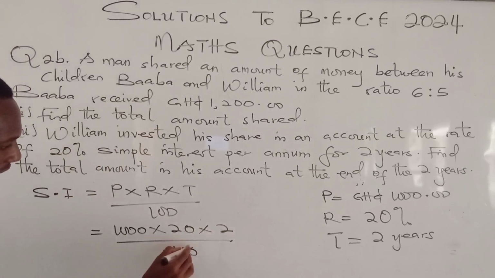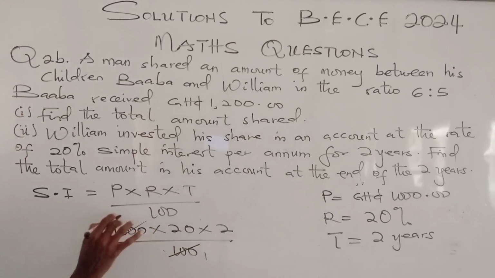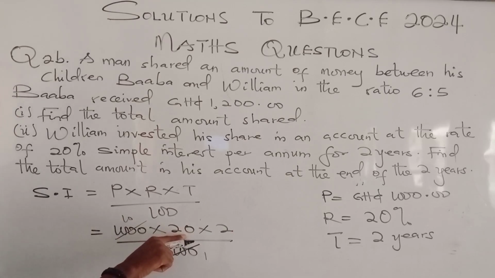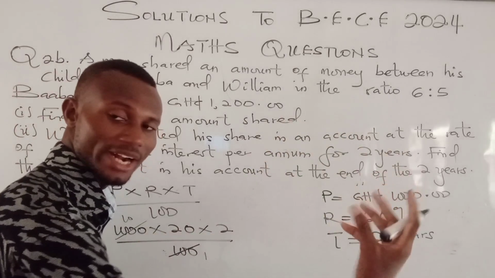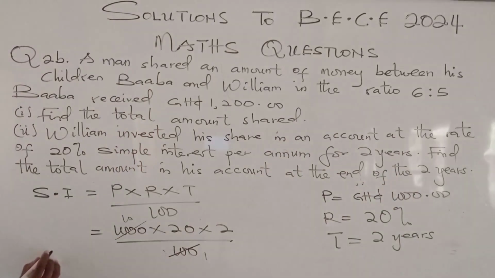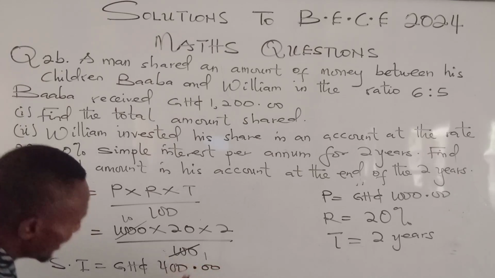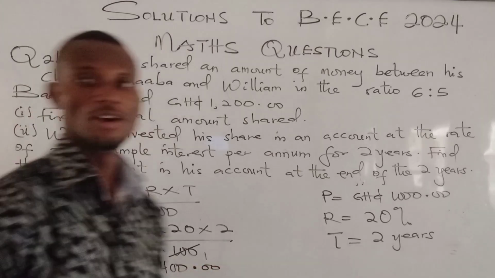So 100 will cancel itself: 1 here, and 100 goes into 1,000 10 times. I hope you agree with me. So we have 10 times 20 times 2. 10 times 20 gives 200. 200 times 2 gives 400. I hope you understand and you agree with me. So we have our simple interest to be equal to 400 Ghana cedis.